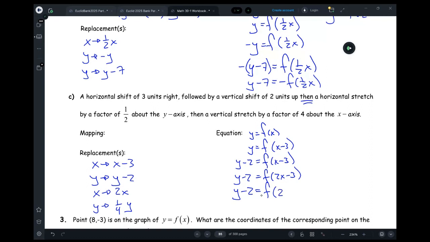I need to factor that out. And when I factor that out, I have to take it out of both terms. So now, in reality, I didn't move this thing 3 to the right. I've actually moved it 3/2 to the right.